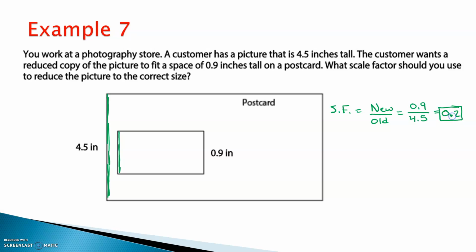And again, this time I wrote it as a decimal, but we noticed that 0.2 is between 0 and 1. So it makes sense that, hey, this is a reduction. I know I'm in the right ballpark. We shrunk that picture down to fit.